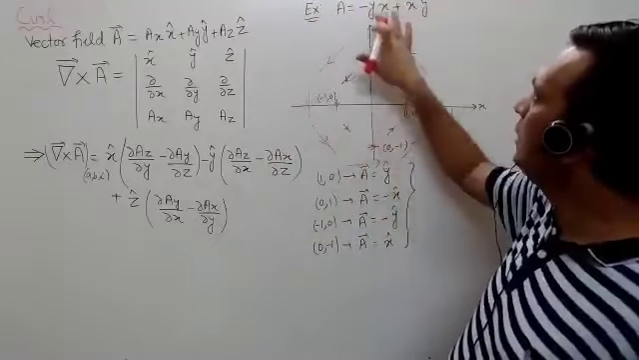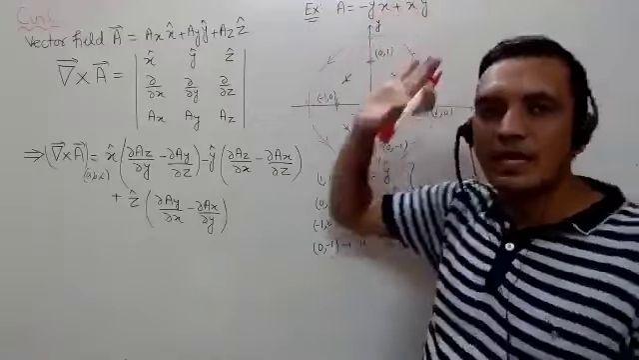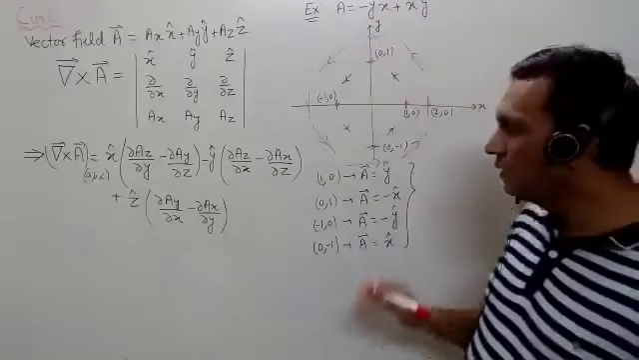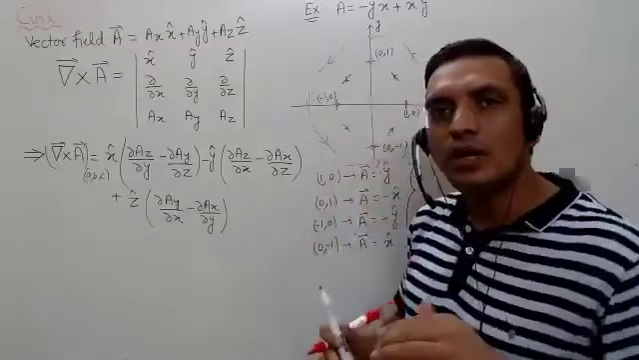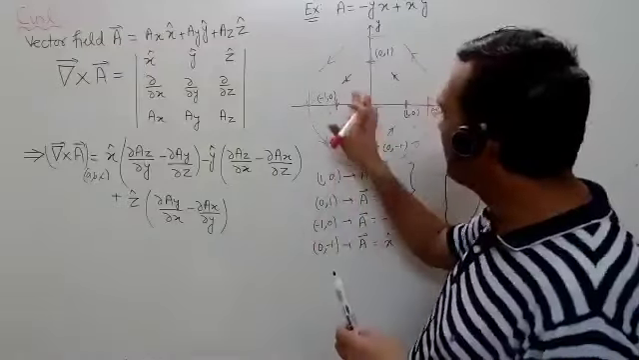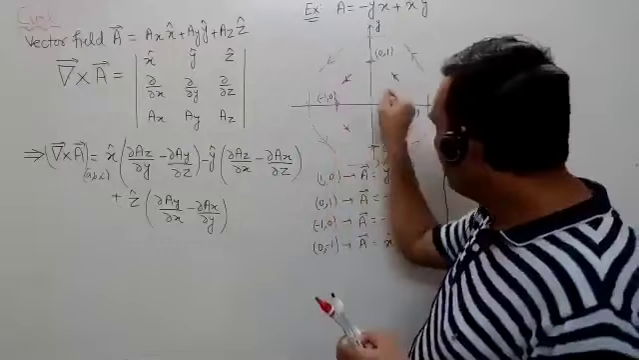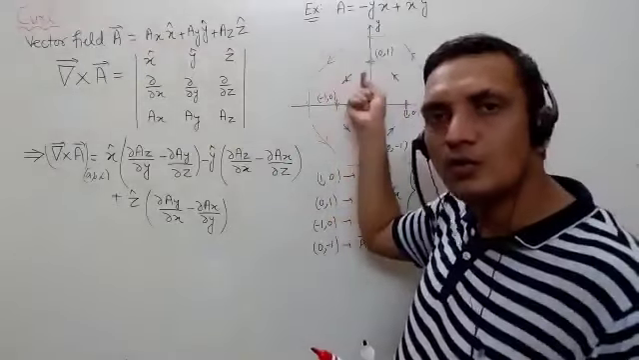So that is vector field minus y x cap plus x y cap. Is it clear? Our purpose is not to draw this, just to show you what does curl represent. I have taken this example and I have also represented it. So you know how to represent it also.